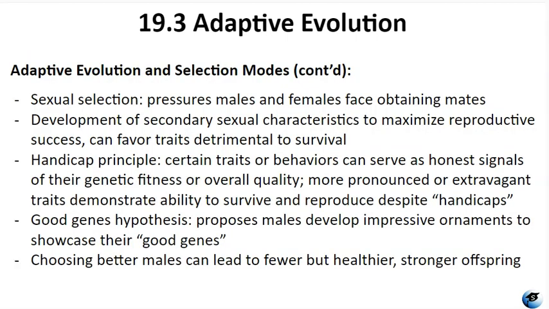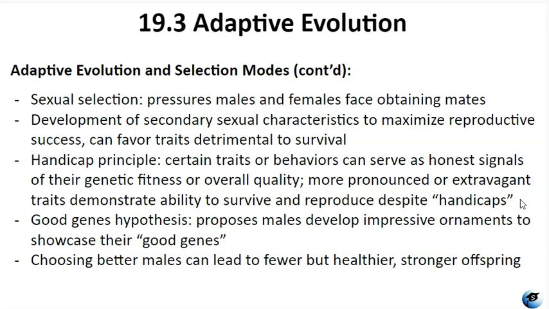Sexual selection refers to the pressures males and females face in obtaining mates. It can lead to the development of secondary sexual characteristics that don't necessarily improve an individual's chances of survival, but it does improve their reproductive success.